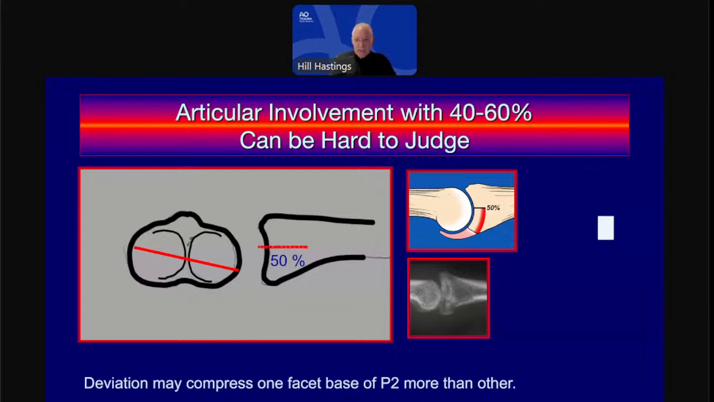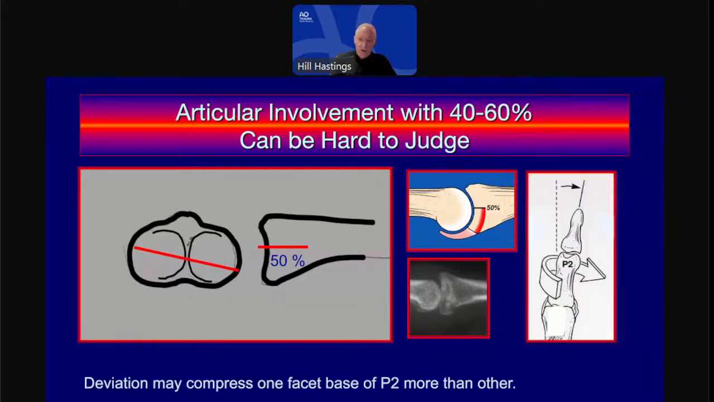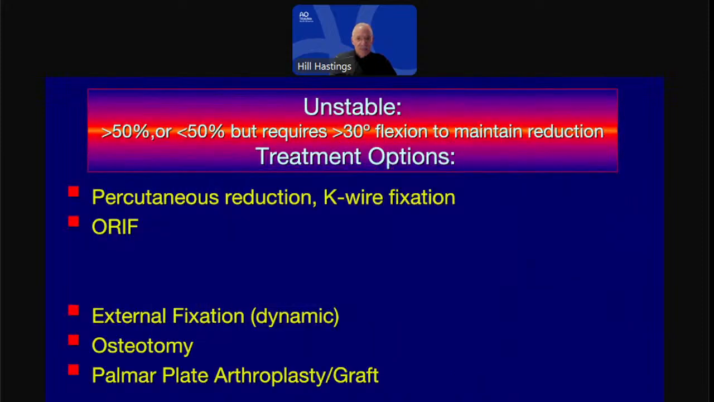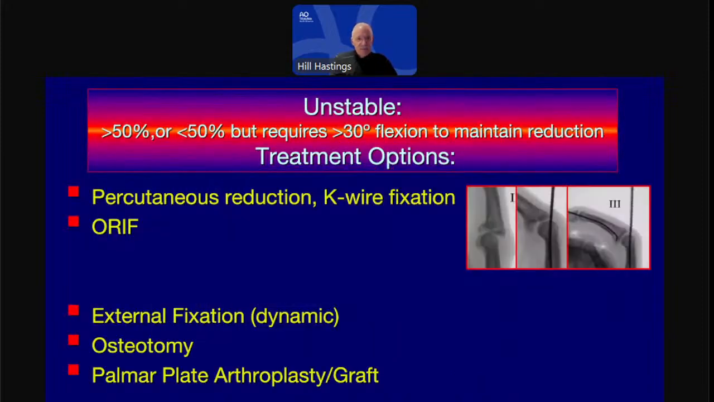But that's because a lot of these that look like they're 50% occur from a deviation and rotational injury that affects one side of the joint worse than the other. So for an example, it may have large involvement on one part of the condylar facet and very little on the other. So it's really more stable than it looks, based upon the stability provided by one of the condylar recesses. So this unstable group, percutaneous fixation is shown.